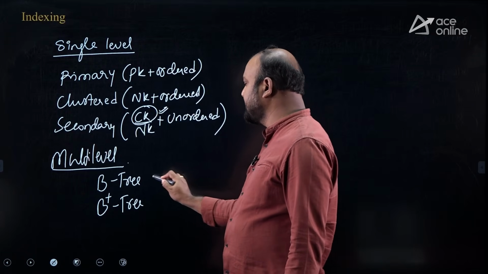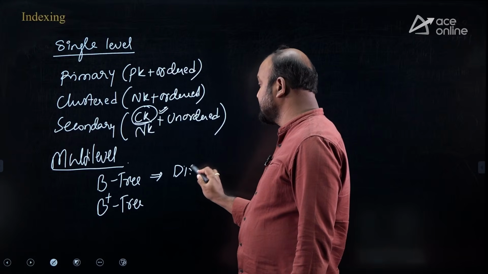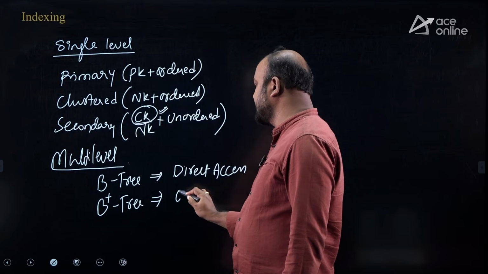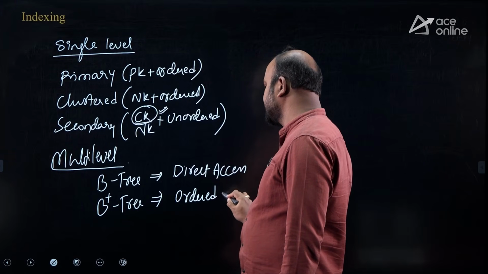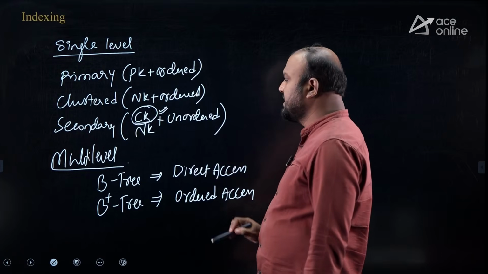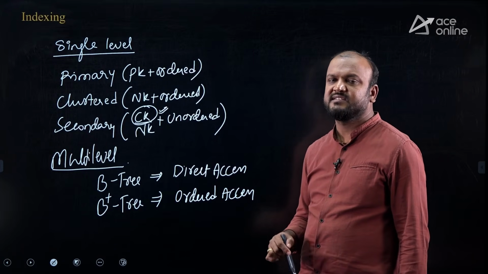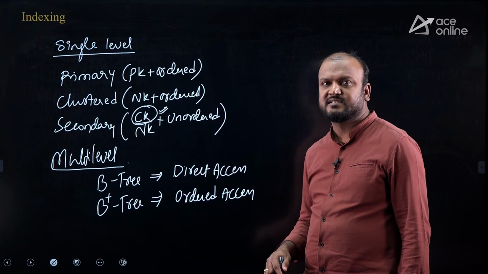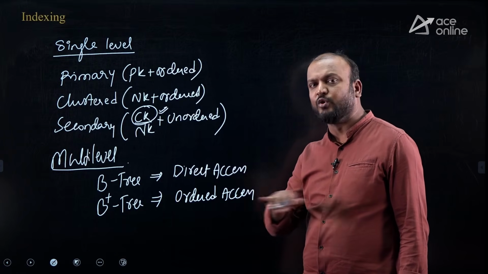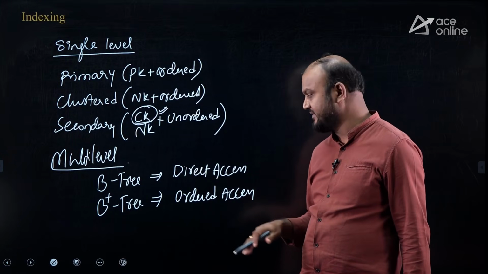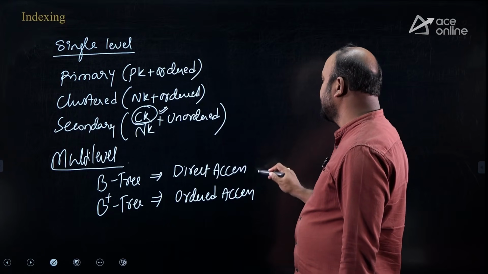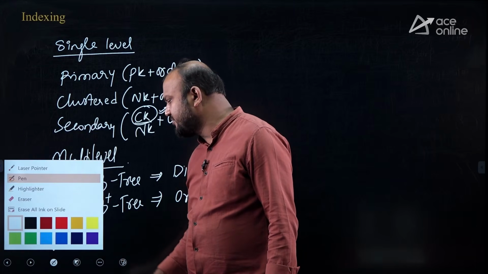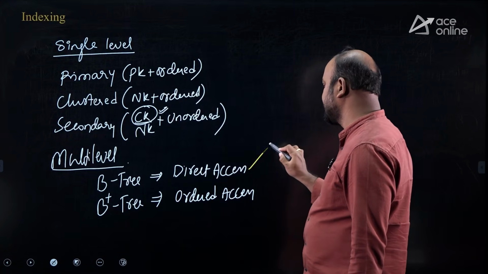When it comes to the B tree, it provides direct access. These are the important points I am just revising. And when it comes to the B plus tree, it provides ordered access. It means B tree requires searching for the keys level by level, and B plus tree will start from the root and come to the leaf, and it will go horizontally because all records are there in the leaf level, ordered access. And in both of them, the order of B tree and B plus tree is important.